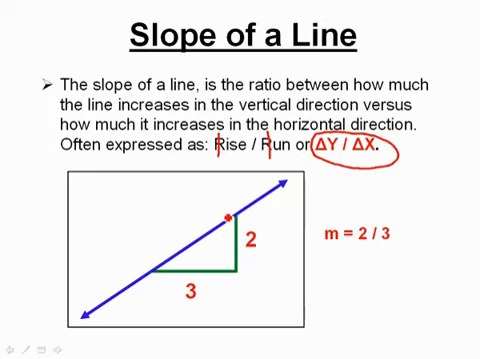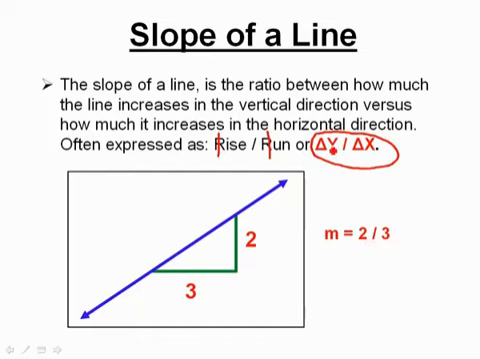In any case, in this example here, you'll see it goes up every 2 units for every 3 units it goes in x, because it has a constant slope. So therefore, the change in y is 2, and the change in x is 3.